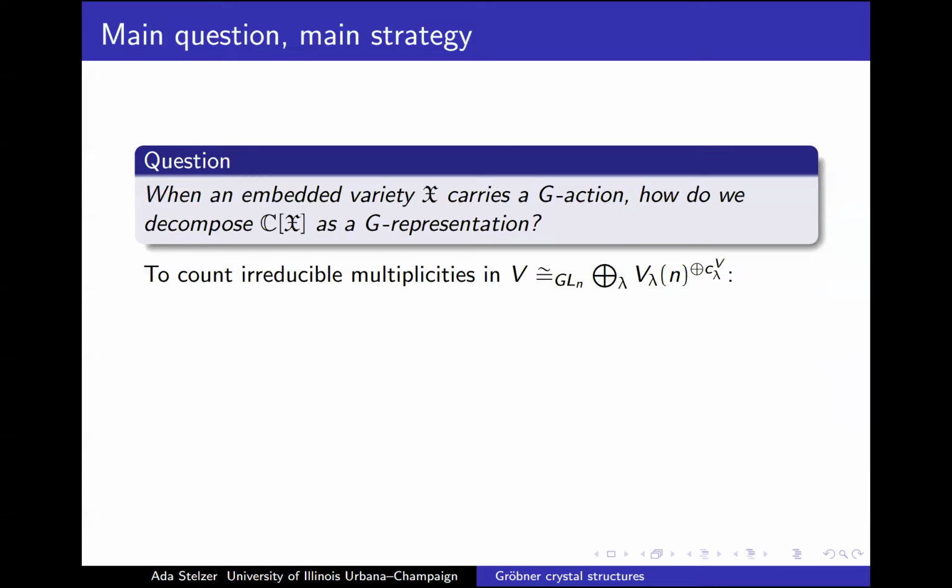Okay, so here's our main question. If we have a variety embedded in some affine space, and it carries some reductive group action, in this talk that's basically just going to be GL or products of GLs, how do we decompose the coordinate ring as a representation? And in combinatorial representation theory, people have developed really powerful techniques for doing this.